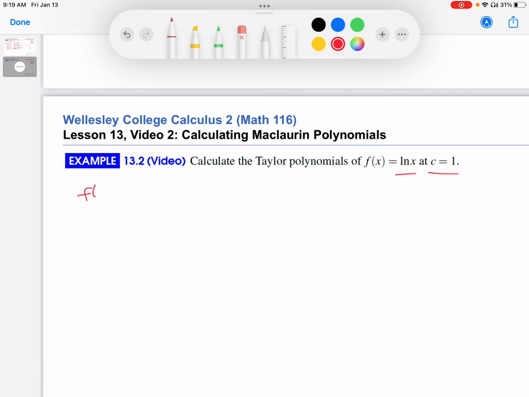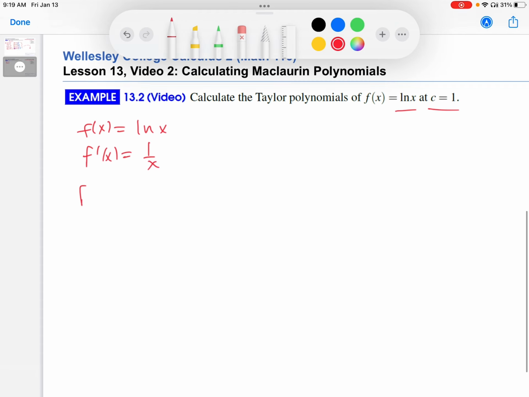Right? So the function here, f of x, is ln of x. So let's start calculating some derivatives. The first derivative is 1 over x. For the second derivative, we're going to write the 1 over x as x to the minus 1. Second derivative is negative x to the negative 2. I'm going to leave it that way, and you'll see why in a minute. I'm not going to convert it to a fraction.